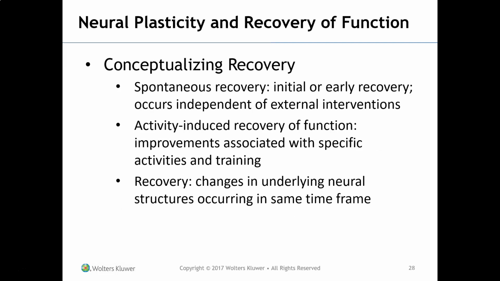Conceptualizing recovery, where you have spontaneous recovery, which is initial or early recovery, occurs independent of external interventions. You don't have to do anything. You get that spontaneous recovery no matter what. Then you have activity-induced recovery of function, so improvements associated with specific activities. You were involved in that. Okay, so activity-induced, you helped with that. And then recovery, changes in underlying neural structures occurring in the same time frame. So there's something happening at the neural level that caused that to occur.